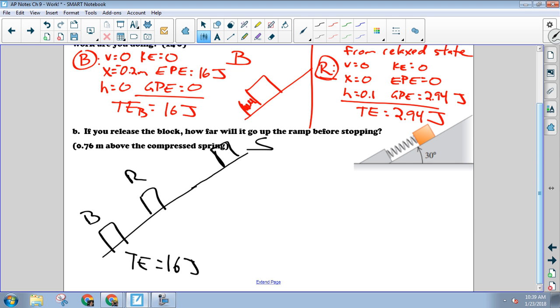Cool? Now, if there was no friction, what would be true about the total energy at that point where it stops? It would still be 16 joules, right? But it's not, right? But I do know that the total energy here is equal to, not in numbers, but in words, what's the total energy equal to? Just GPE, right? Which is mgh, right? At the point where it stops, right?